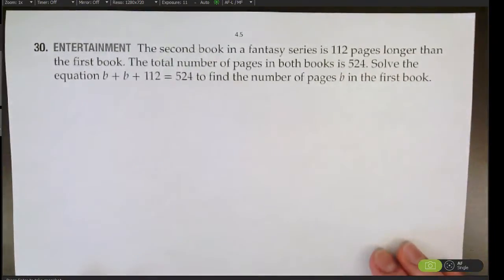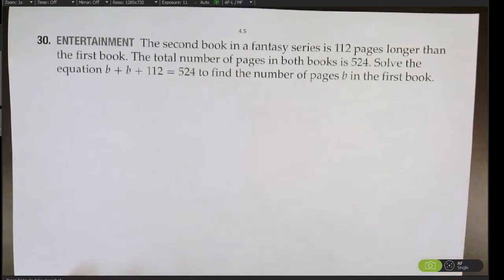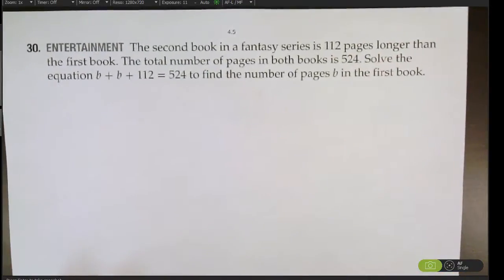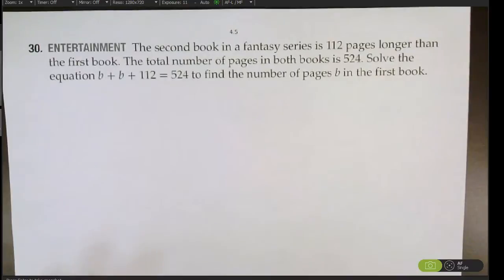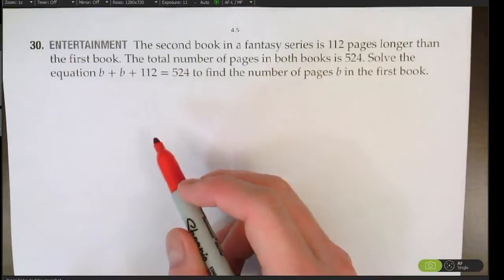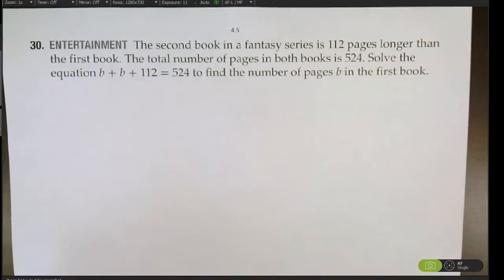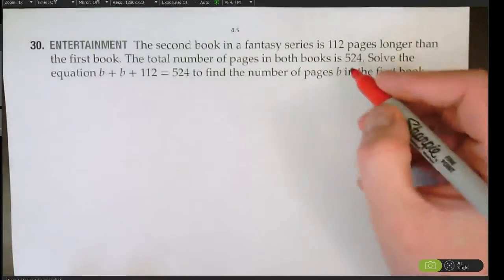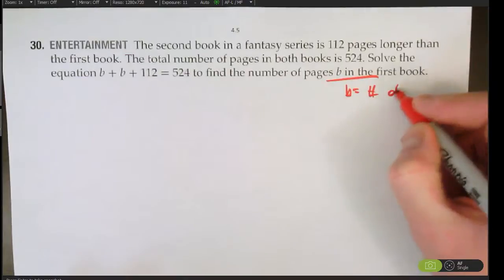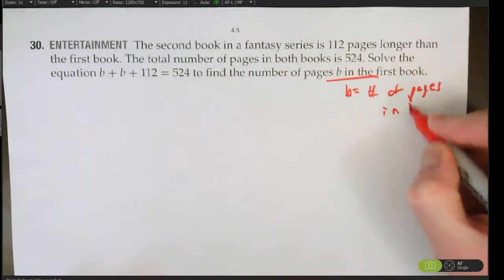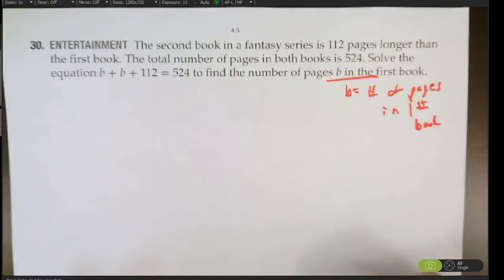All right, next example, a little bit of a word problem for you to walk through, number 30. So the fantasy book, the second book in a fantasy series is 112 pages longer than the first book. The total number of pages in both books is 552. Solve the equation b plus 112 equals 524 to find the number of pages in the first book. Now here's the thing. B is the number of pages in the first book. So they really kind of helped you out. Okay. This b plus 112 equals 524 business.